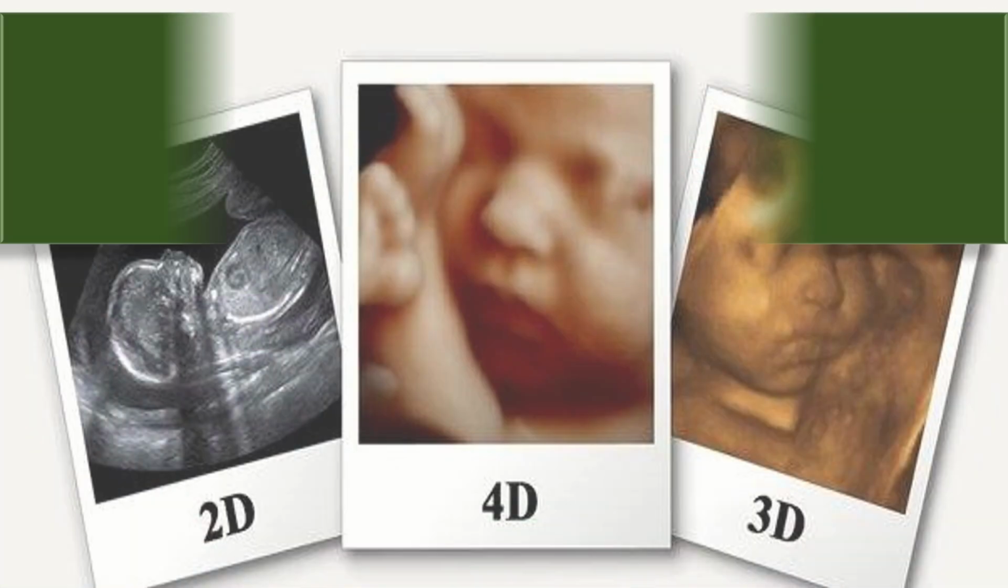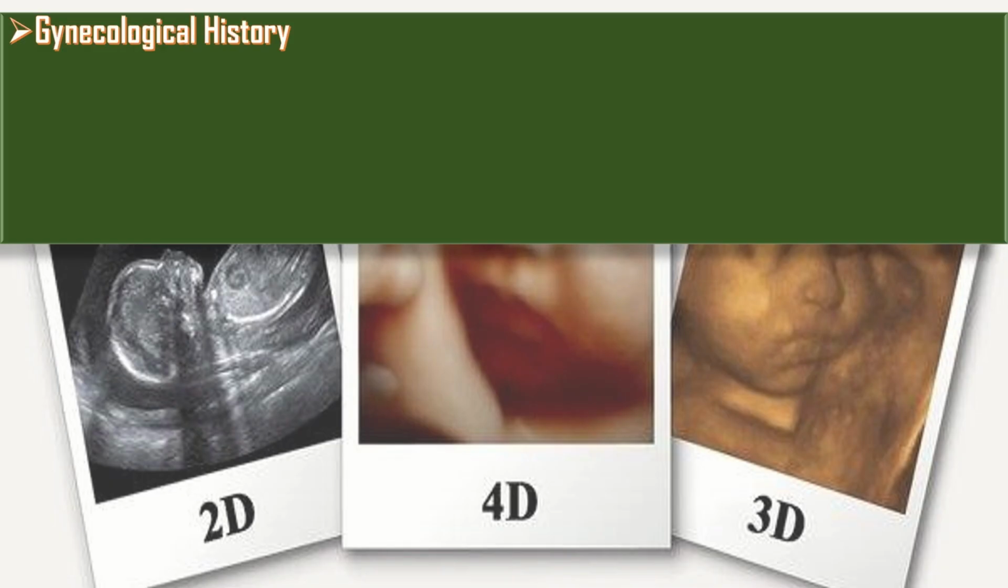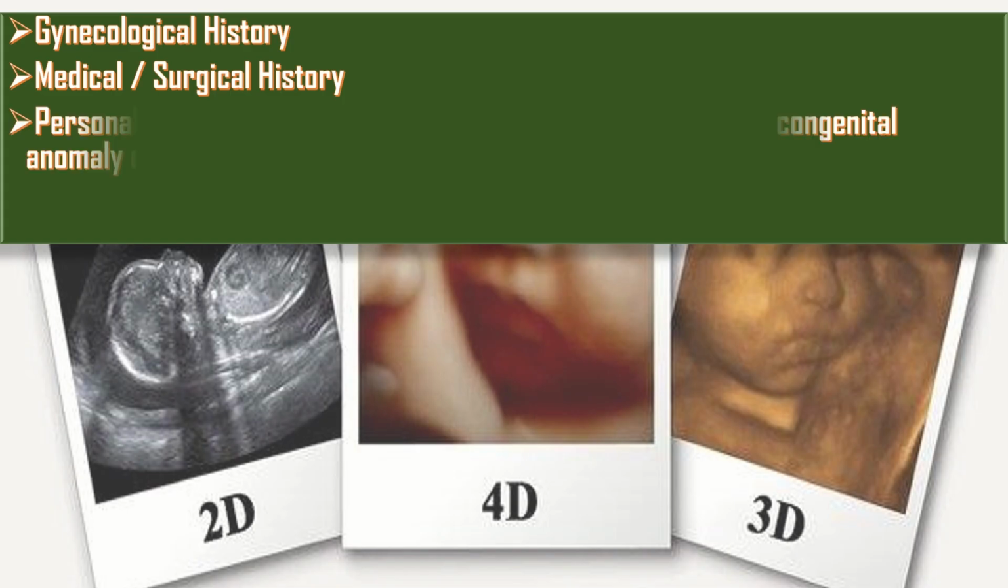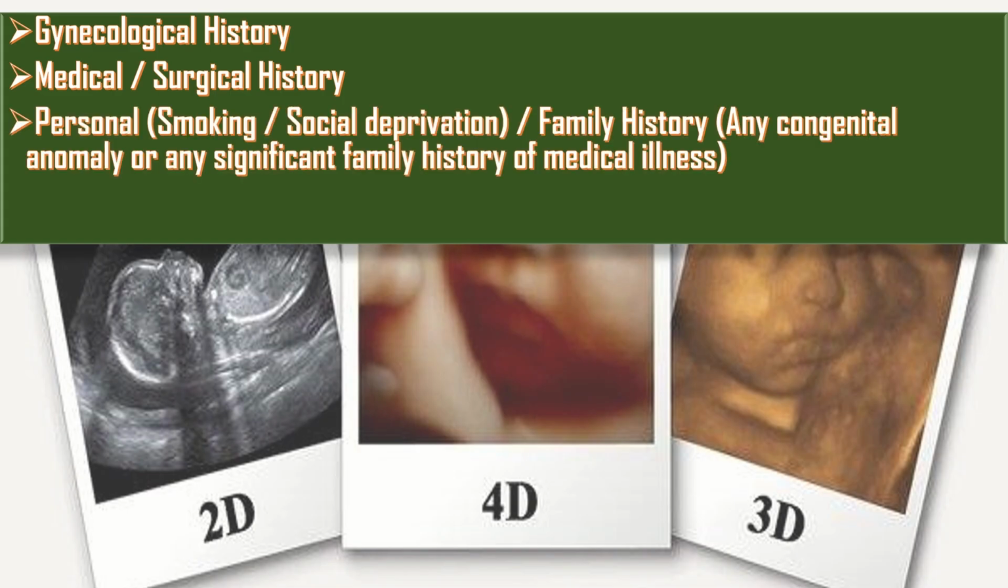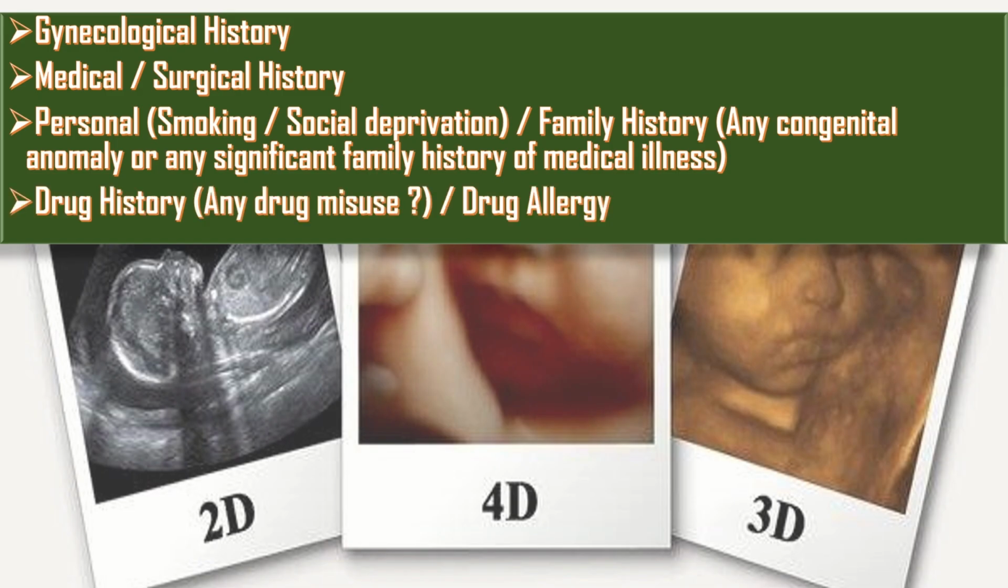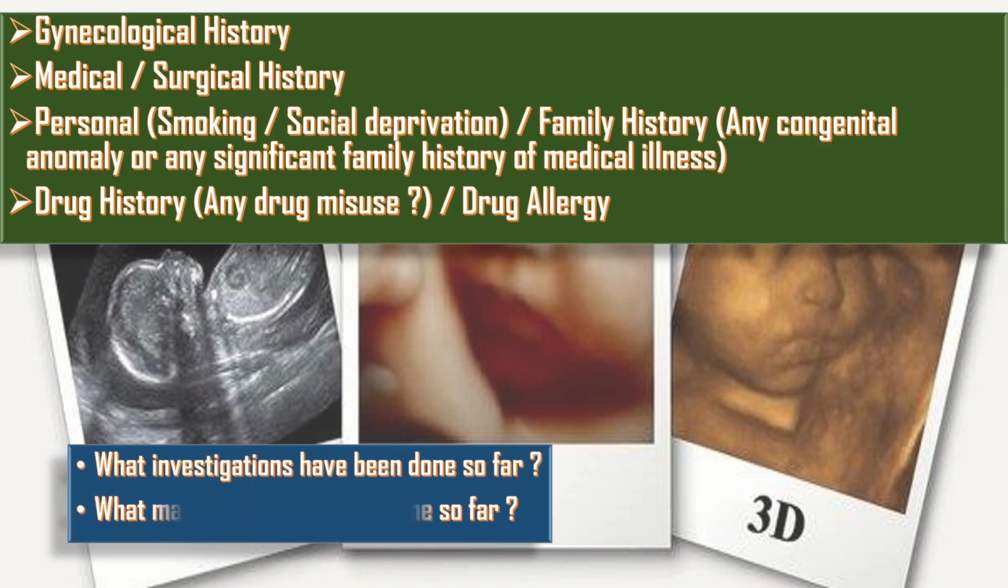Take the detailed gynecological history and obstetric history, like any complication in the previous pregnancies, which I explained in the previous slide. Take the detailed medical history like hypertension and diabetes. But regarding diabetes and hypertension, we have already asked questions in the differential diagnoses, so here ask about any other significant medical history. Ask about the surgical history, the personal history of smoking, drug abuse, social deprivation, the family history of any congenital anomaly, or any significant family history of medical illness. Take the detailed drug history, any drug misuse or drug allergy, any investigation done so far, any management done so far.